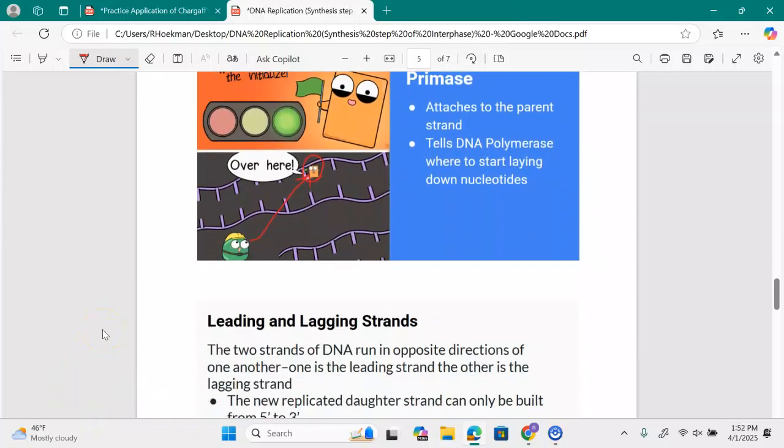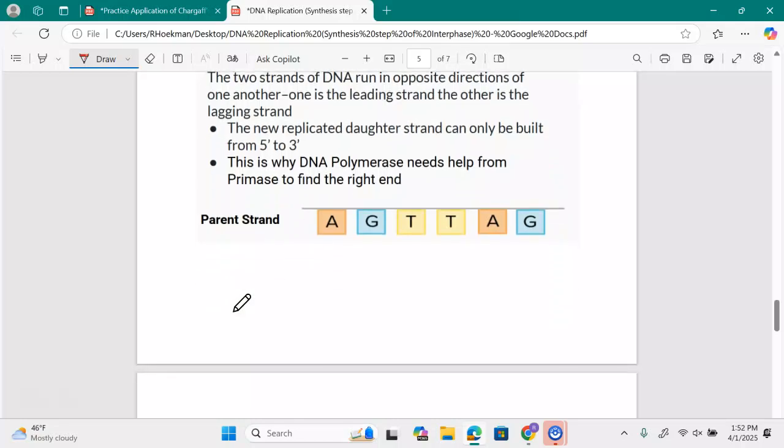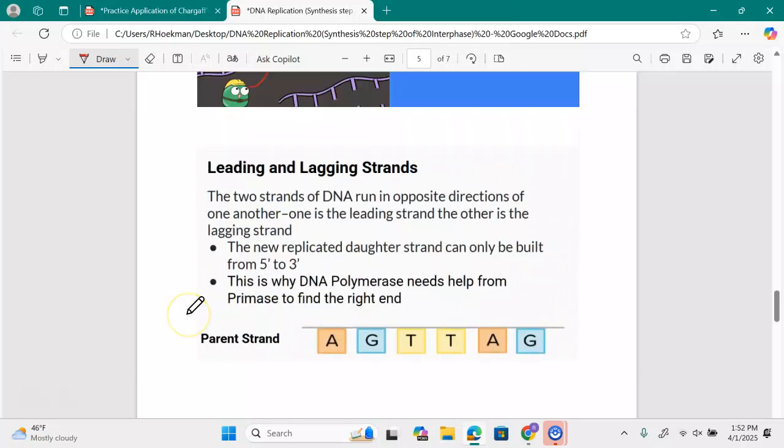Okay, in the next video, we're going to talk about leading and lagging strands and Okazaki fragments and some more things that go on in DNA replication.